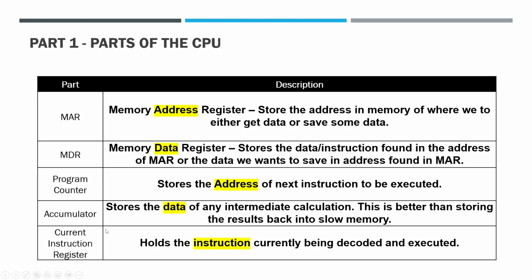And the current instruction register is a new one. Because during the fetch, decode, execute cycle, we need to fetch an instruction to decode and execute. This is where you put the instruction when it's ready to be decoded and executed. And we'll get onto that in a minute when I go through the fetch, decode, execute.